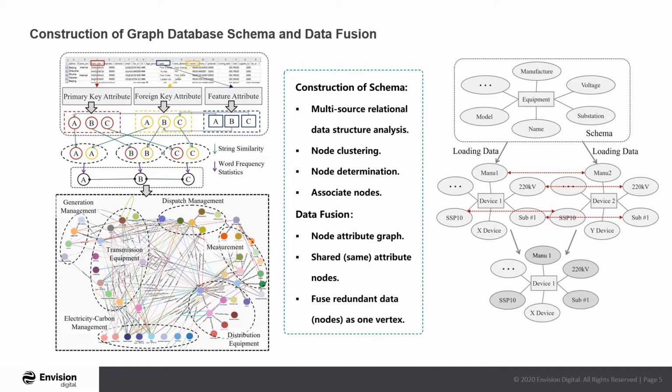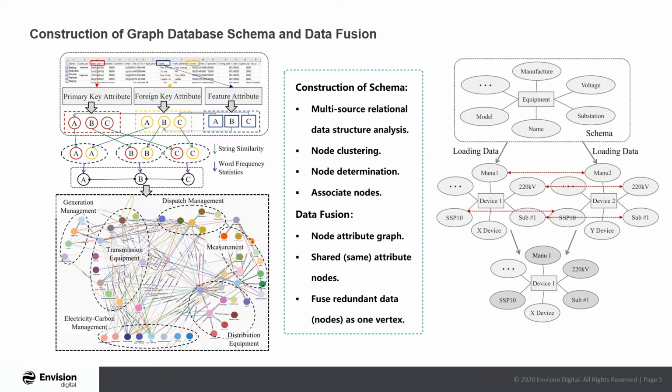Schema is used to describe a collection of objects in a database. When constructing a graph database schema, the graph database nodes can be regarded as data ontology. The attributes in nodes can be considered as ontology attributes, and the associations between nodes can be regarded as edges. The schema generation process is shown in the first figure.